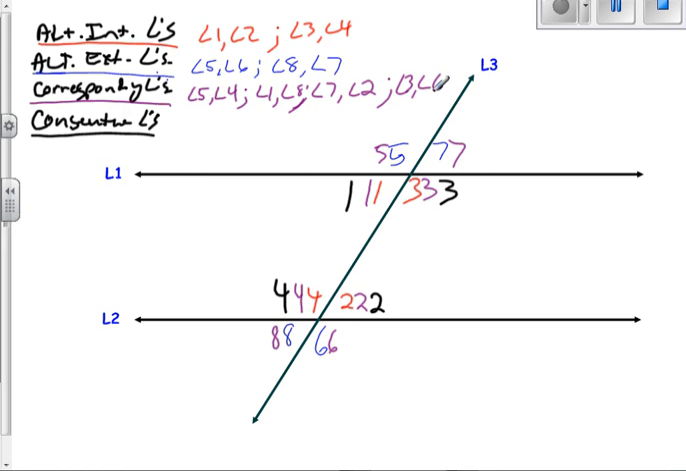So that would be the corresponding, all right? And then the consecutive, which would be my last set here. Consecutive would be like 1 and 4, angle 1, angle 4, and then you would have 3 and 2, angle 3 and angle 2, all right? So that's just examples of using these parallel lines 1 and 2 and then your transversal. Okay, so let's move on.